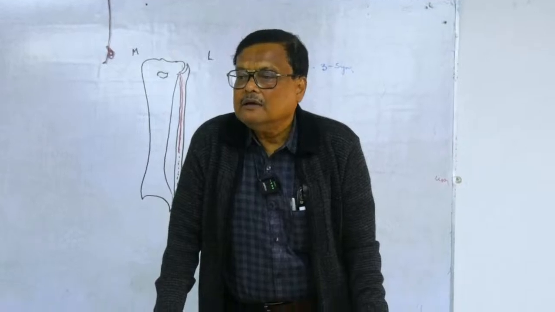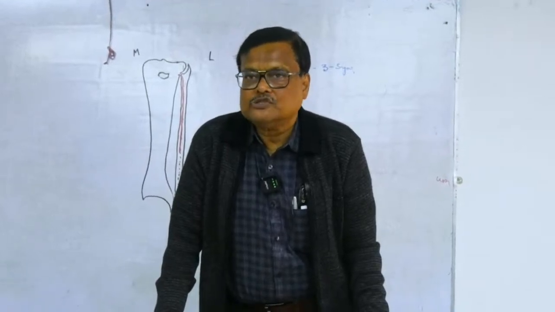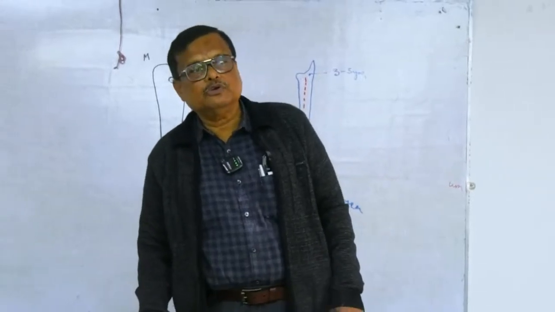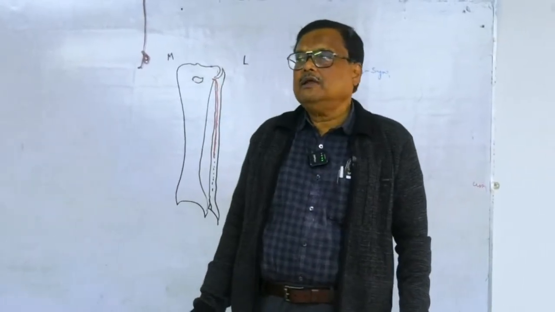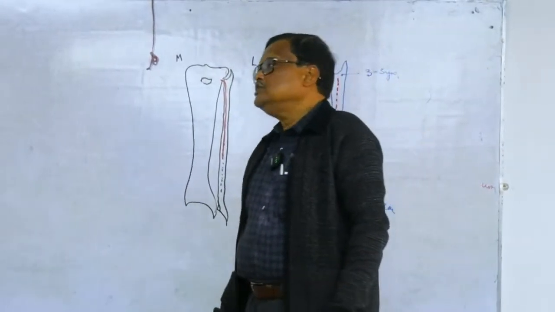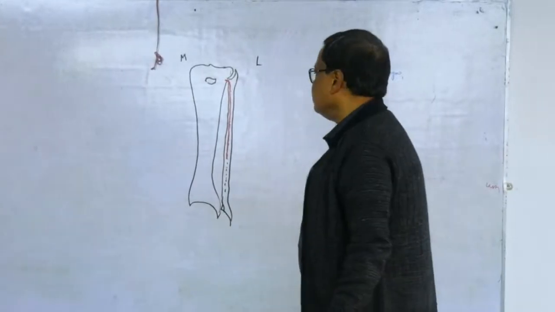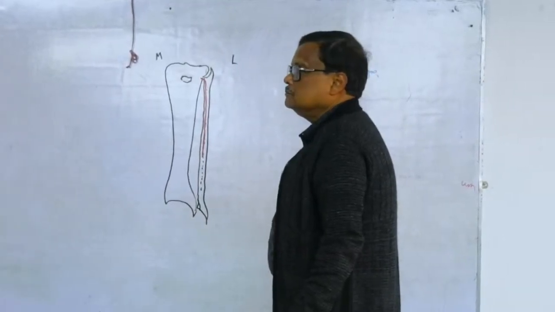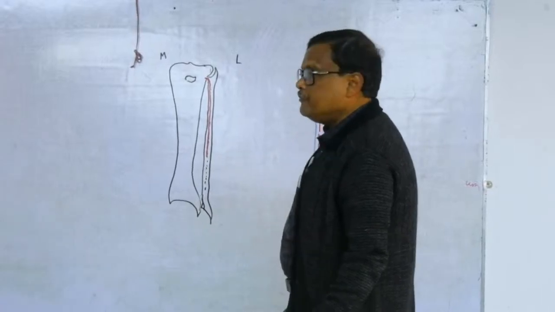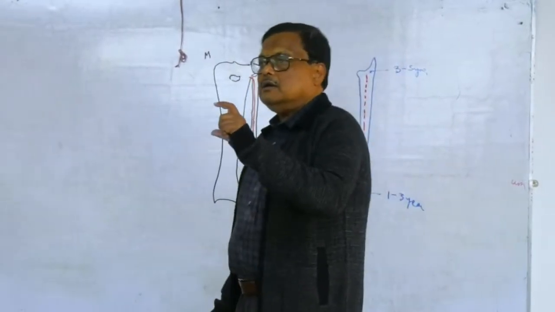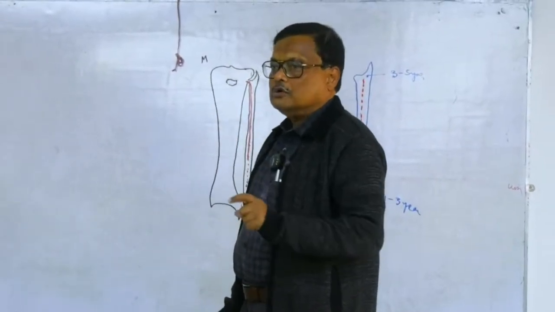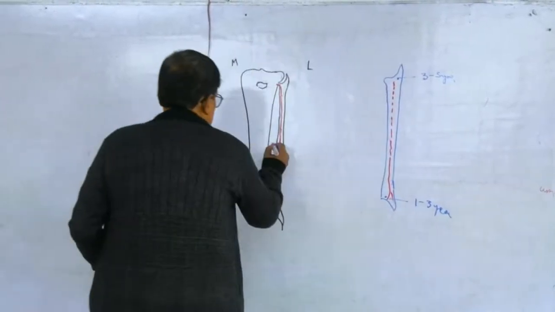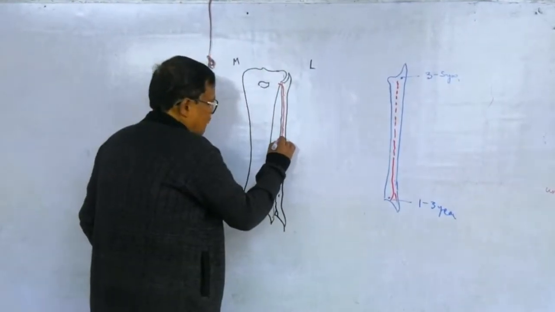Extensor digitorum longus, একদম পায়ে flexor digitorum longus যেরকম রয়েছে, similarly extensor digitorum longus from the upper 3/4. And from the middle 2/4, but medial to the extensor digitorum longus, there is a muscle.